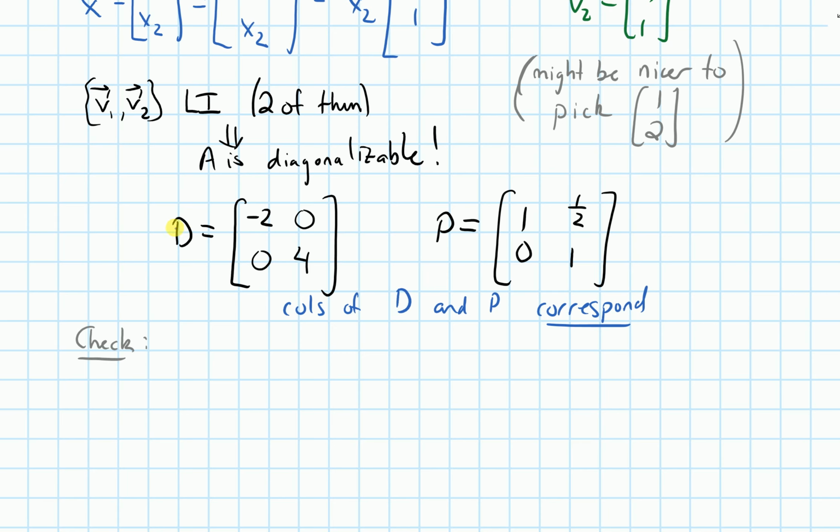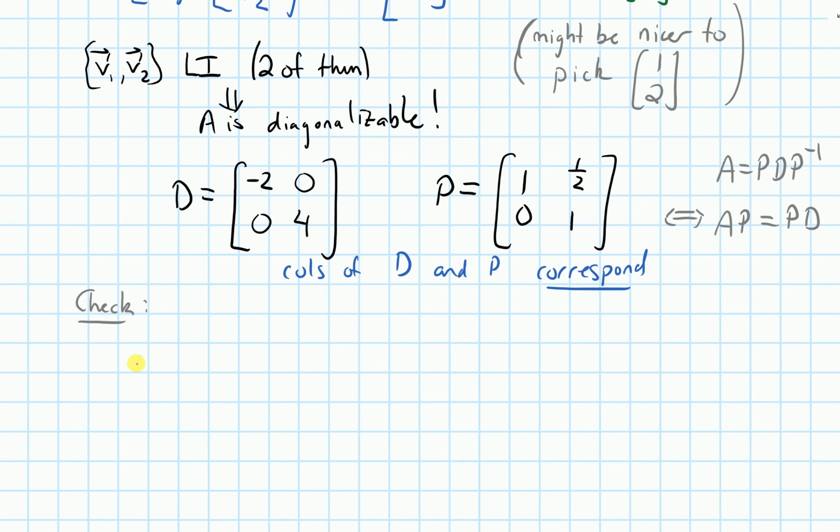So A times P, if we do that, A was -2, 3, 0, 4. And then P is 1, 1/2, 0, 1. That's what AP is. And then we'll also do what PD is. So P is 1, 1/2, 0, 1. And then D is our diagonal matrix, -2, 0, 0, 4.